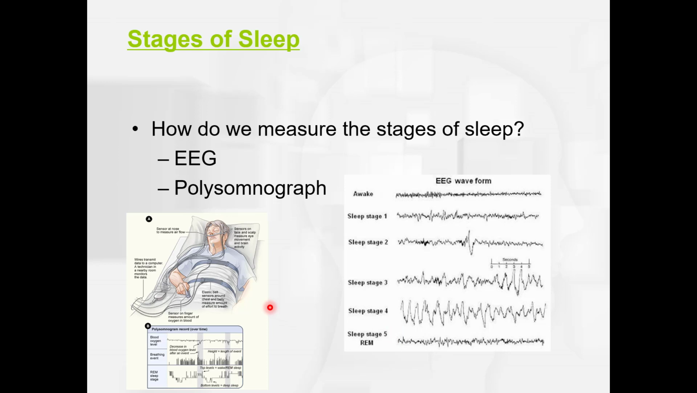But another measurement is also a polysomnograph. Here you see this guy all hooked up to the different machines. He's probably in a sleep lab, and they're measuring not just his brain waves, but his pulse, his eyelid movement, all of those different types of things.